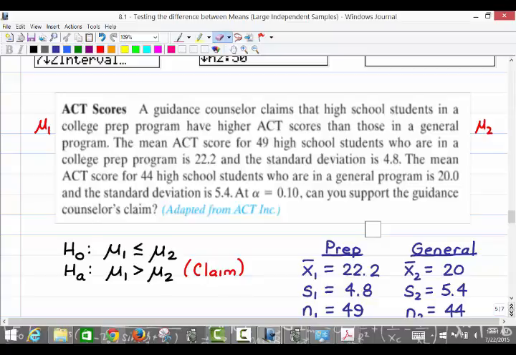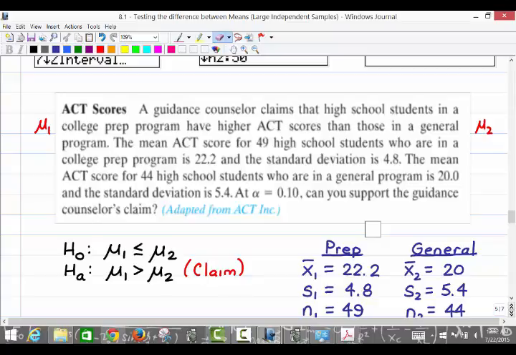So we have the data here for the college prep. 49 students selected. The mean was 22.2. Standard deviation was 4.8. And group 2, which is the general program, has 44 students. 20.0 and 5.4 for their standard deviation.